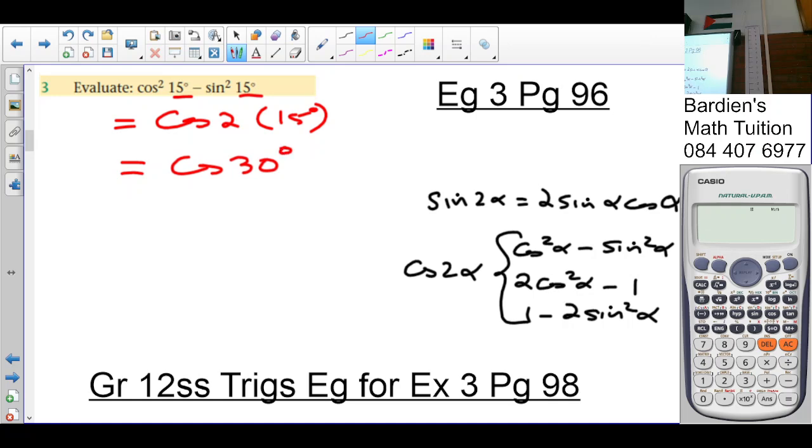Now your special angles come into play. So the 30 degree angle: 1, 2, root 3. And what is cos of 30? The adjacent over the hypotenuse, so it's root 3 over 2.